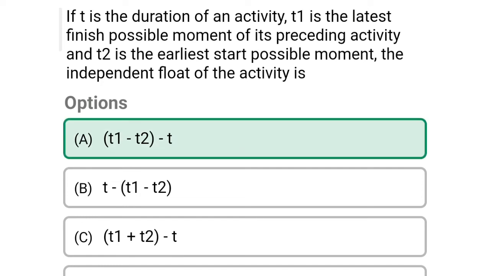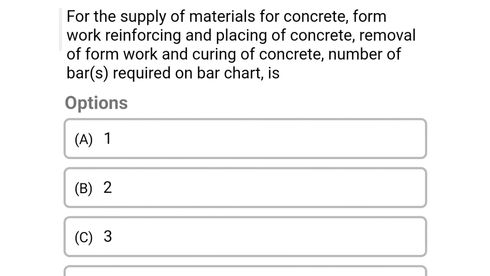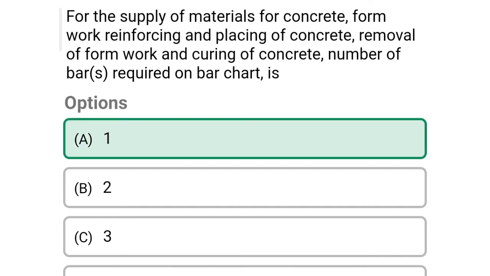So the correct answer is option A, T1 minus T2 minus T. So next question, for the supply of material for concrete from the work, reinforcing and placing of concrete, removal of framework and curing of concrete, the number of bars required in the bar chart is option A 1, option B 2, option C 3, option D 4. So the correct answer is option A, 1.